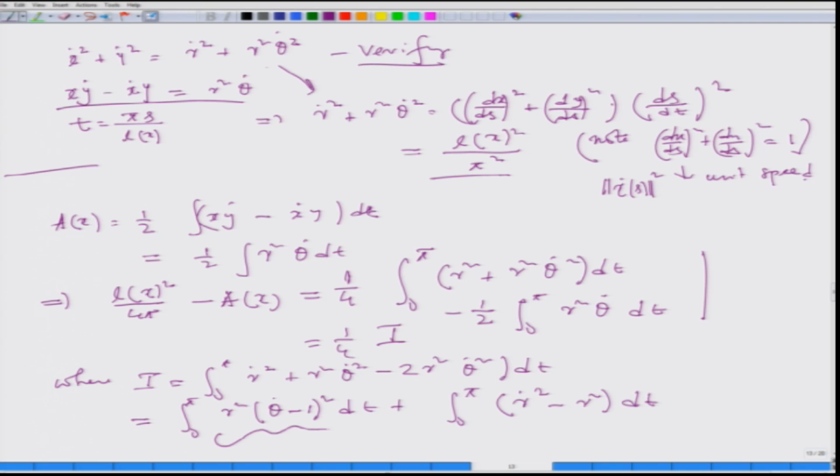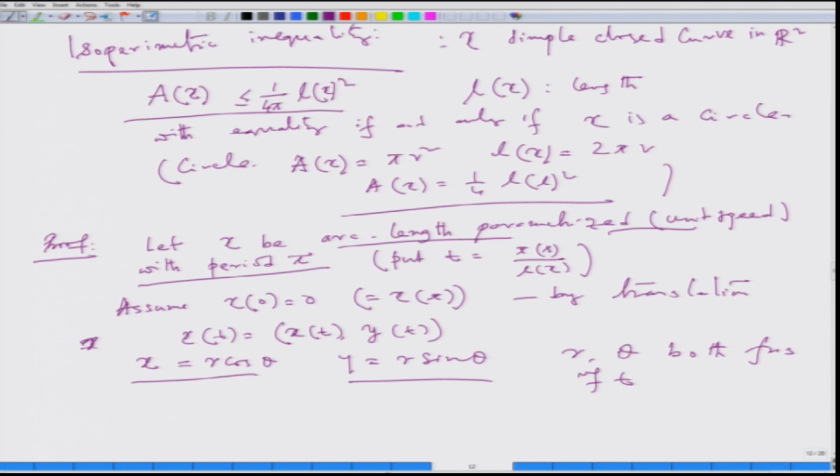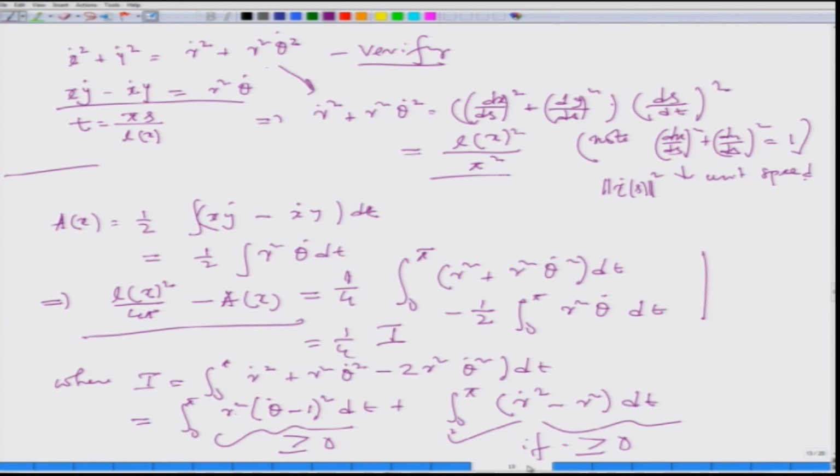Now, look at this integral. This is the integral of a square of something. So, this is always greater than or equal to 0, because it is a positive quantity. And what about this quantity? If I show this is greater than or equal to 0, I will get this fellow is greater than or equal to 0 and I will get my isoperimetric inequality, correct. If I show this is greater than or equal to 0, then I will get this is always greater than or equal to this.